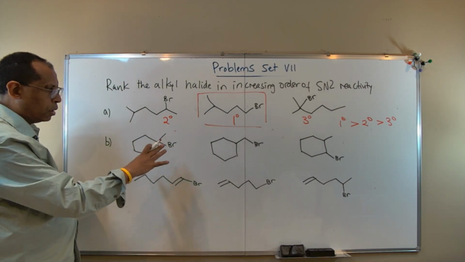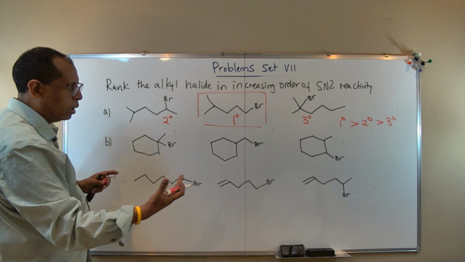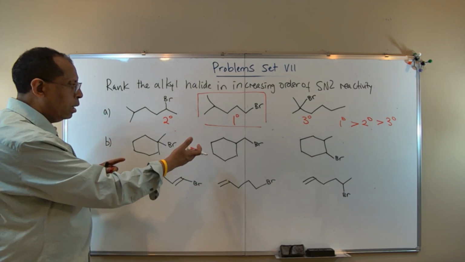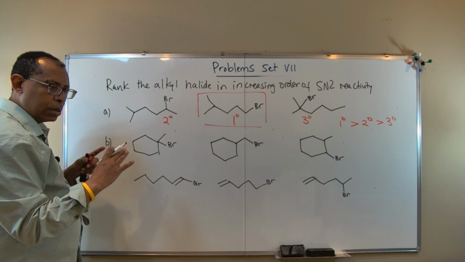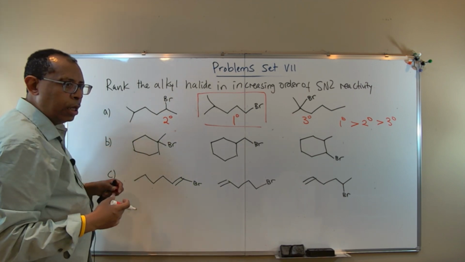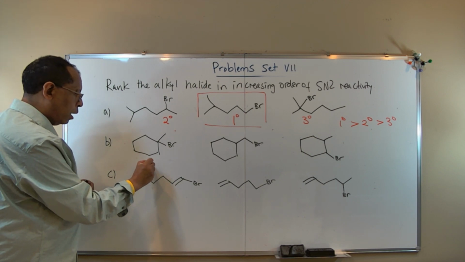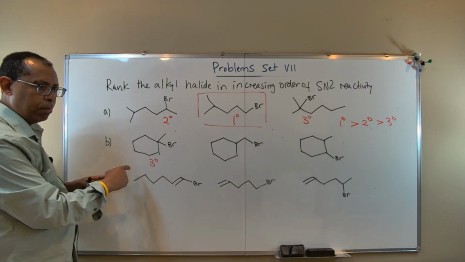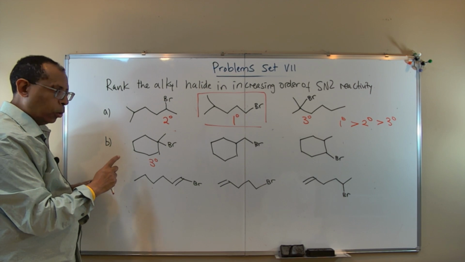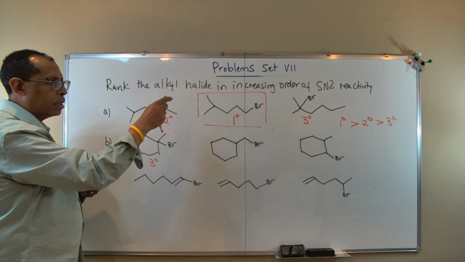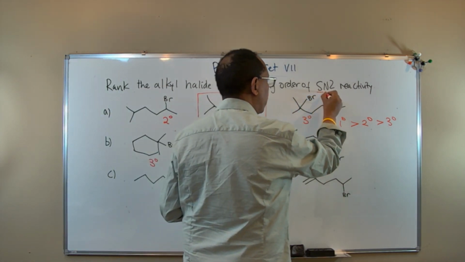Second, B, you can see here there are alkyl halides. You don't have to know exactly the rest of the molecule. You just focus on where the halogen is, the halide. So this is a tertiary alkyl halide. That means it reacts the slowest, or almost it doesn't react in SN2 mechanism.